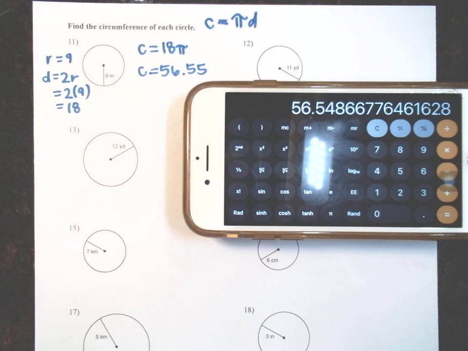Okay, so for all of these, go ahead and find the diameter. Then once you find the diameter, you can find the circumference.